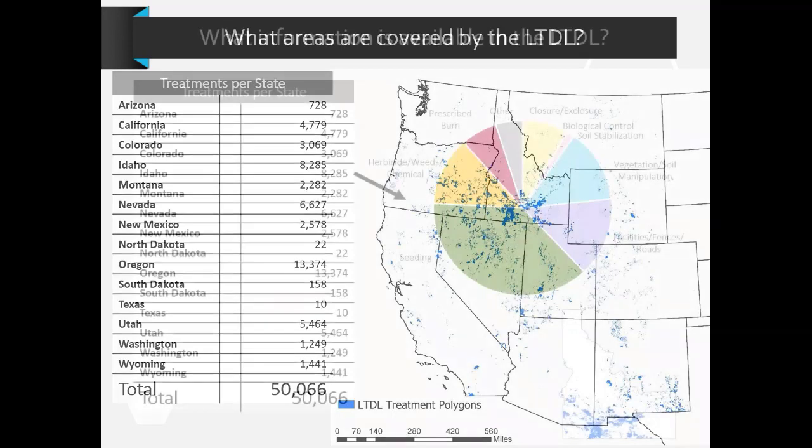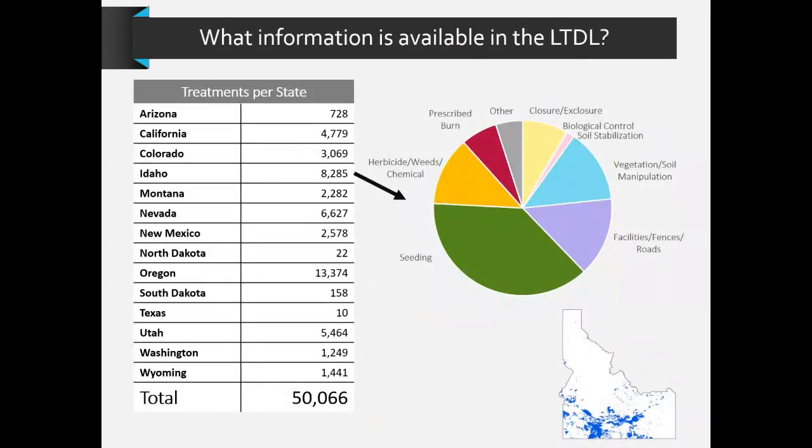You could zoom in onto a specific state like Idaho, for example, and say, okay, of those 8,200 or so treatments in that state, how are they partitioned out into different activities? Seeding makes up the bulk majority for one single group, but then you have herbicide, chemical spraying, prescribed fire, closures, exclosures, vegetation manipulations, facilities, fences, and so forth. And all of these categories are defined by the BLM, and so these are not groups that we came up with, but ones that fit and aligned with existing datasets.